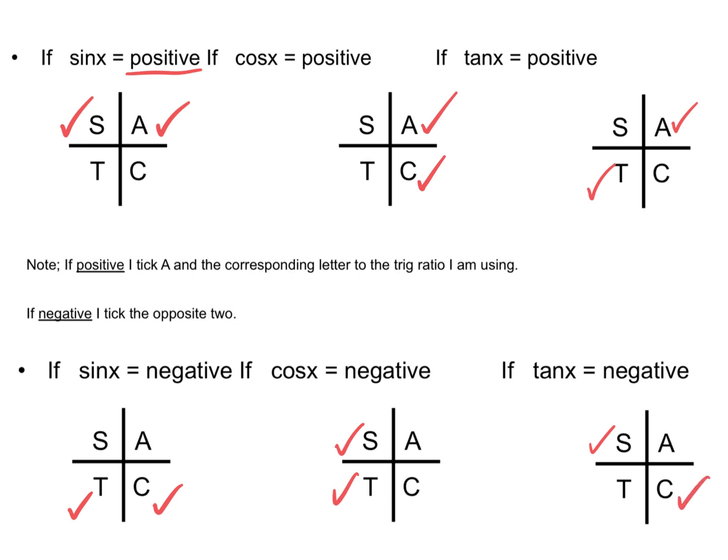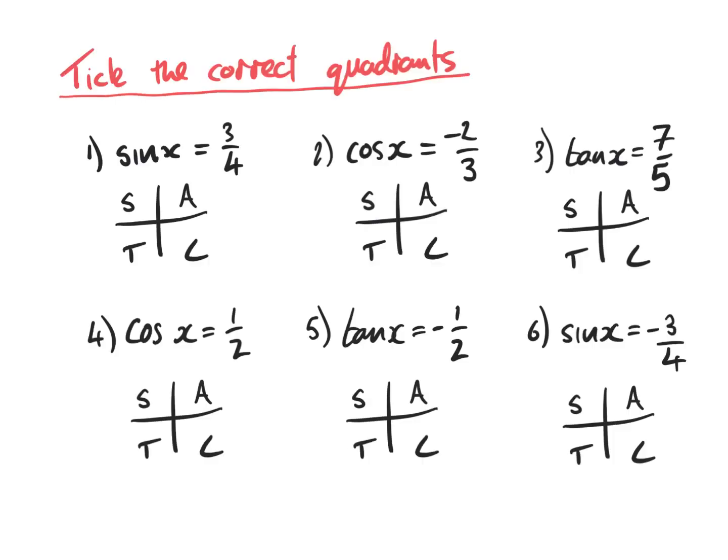Now, on the next slide, I'm going to ask you to draw out a few CAST diagrams and tick the correct quadrants based on what sine x, cos x, or tan x is equal to. So here are 6 questions for you: pause the video, copy out the questions and the CAST diagrams and see if you can tick the correct quadrants. Then just play when you're ready. Before you start, just a quick idea. When we're talking about positive or negative, obviously that's positive 3/4, that is negative 2/3. So in the first one, just to get you started, sine x is equal to a positive 3/4, and therefore sine is positive here and here, all things positive and sine positive. Pause the video, do the other 5, and then press play when you're ready to go over them.